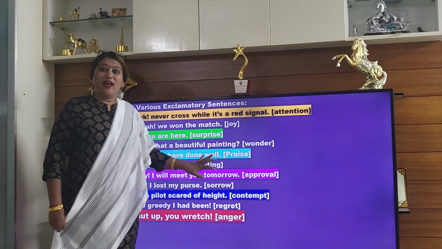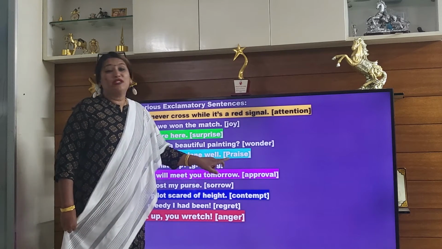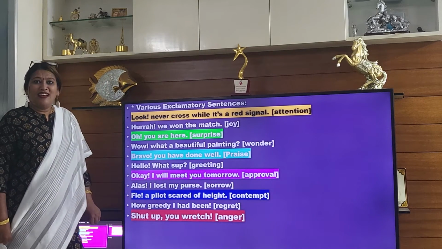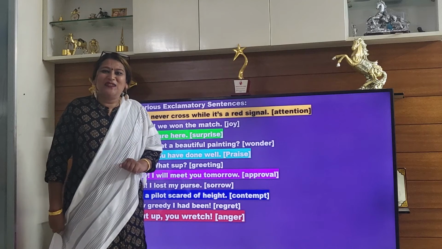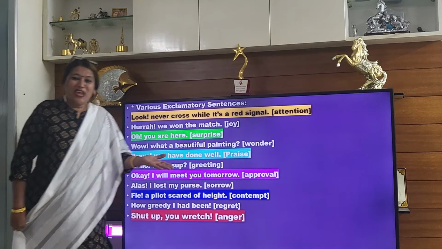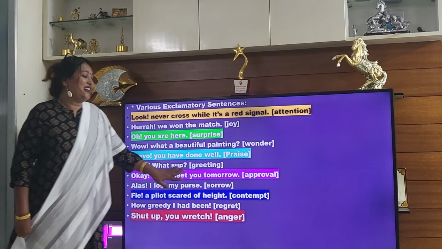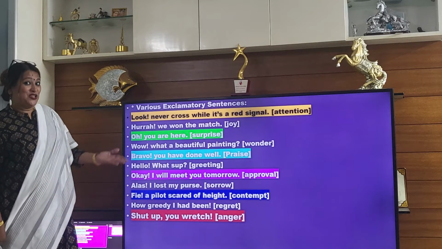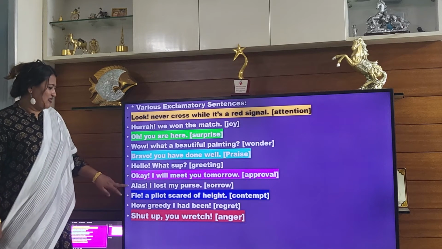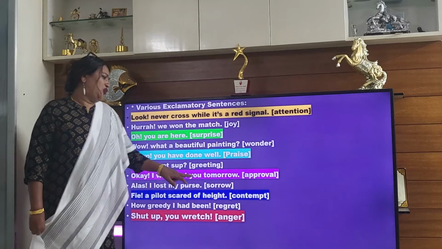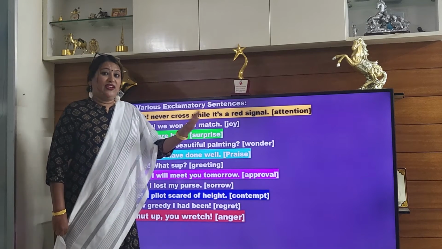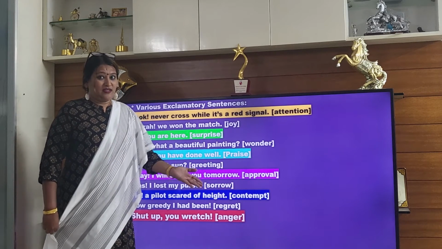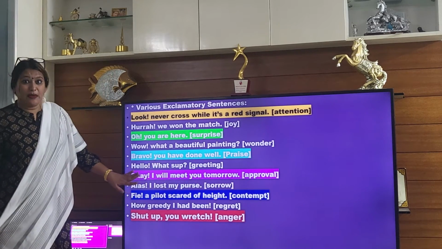"Bravo! You have done well." That means you're praising somebody. "Hello, what's up? Hi, dude. Hey, what's up?" All these are greetings. You greet your friend in a different way, however you want. "Okay, I'll meet you tomorrow." You're giving an approval, agreeing to your friend or your partner. That's called giving approval.